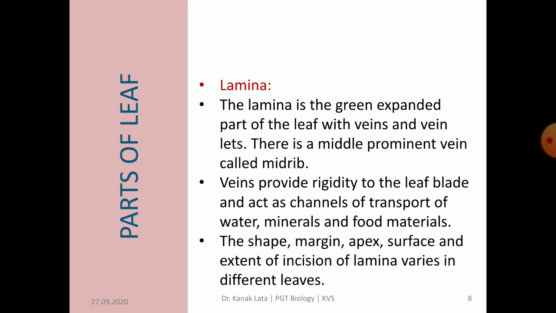Last part of the leaf is lamina, also called leaf blade, and it is the green expanded part of the leaf. It consists of veins and veinlets and there is a prominent middle vein called midrib. Veins provide rigidity to the lamina or leaf blade and also act as channels for transport of water, minerals and food materials. The shape, margin, apex, surface and extent of incision of lamina vary in different leaves.